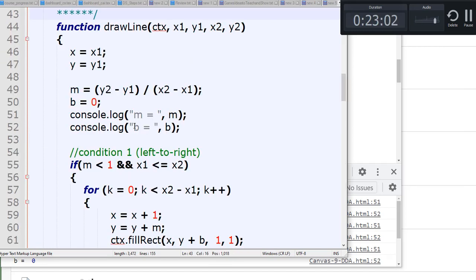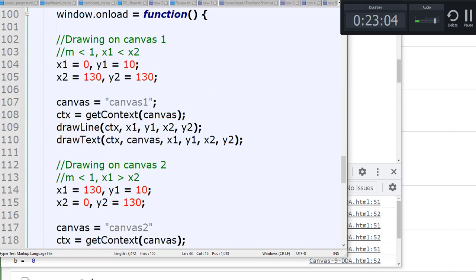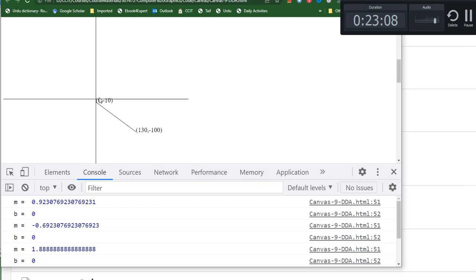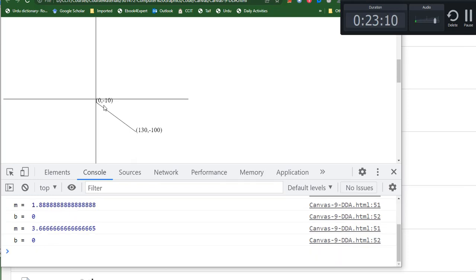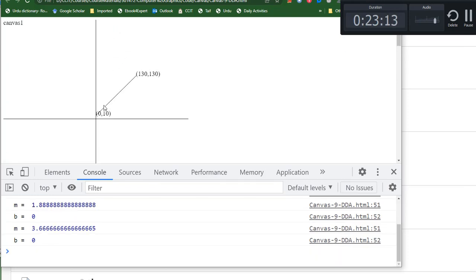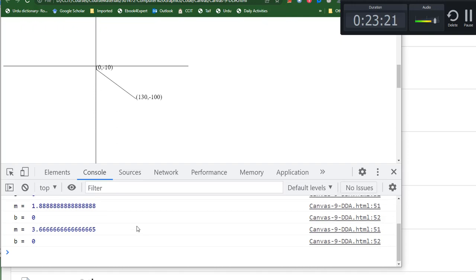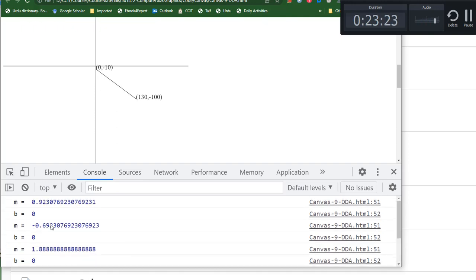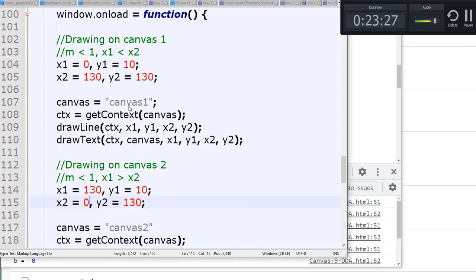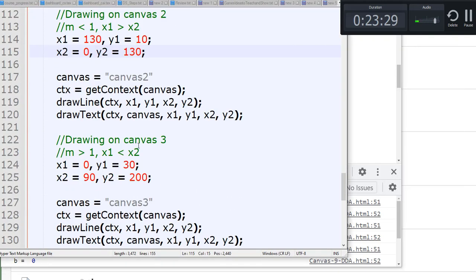Oh, sorry, I should have changed the second point. Wait. Second condition. Okay, the second point can be any point, no problem. But this is the second point which has m less than 1, so we get this point. Now the third condition on canvas 3.